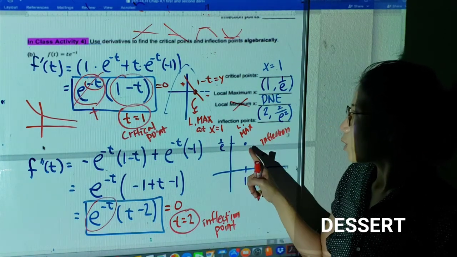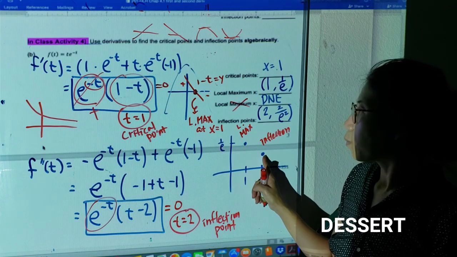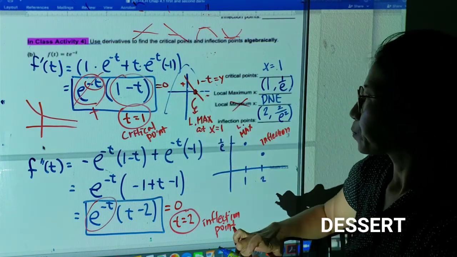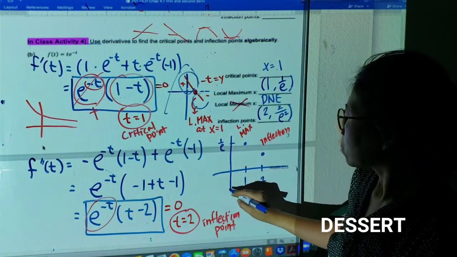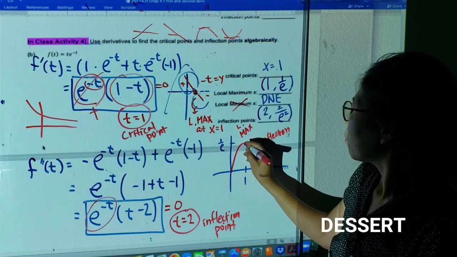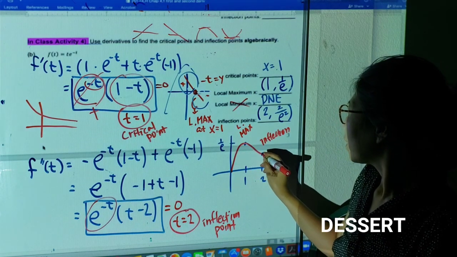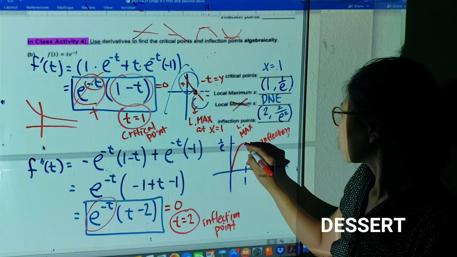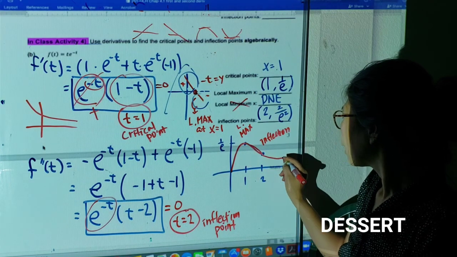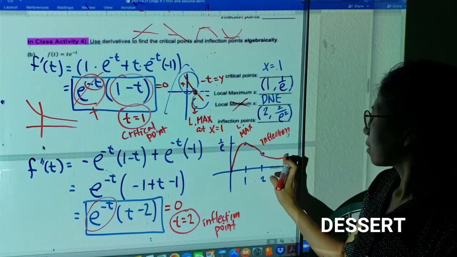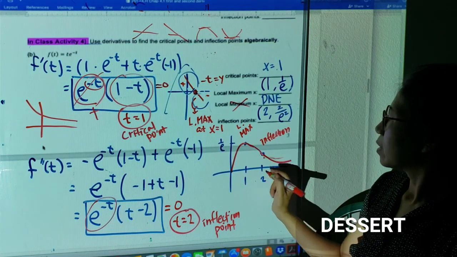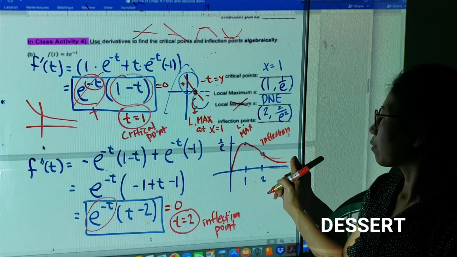So I have the information that there's a local max and an inflection point, and here it is going to be increasing, decreasing. So increasing, maximum, decreasing, and then the inflection point. So it's going to be concave down and concave up. Or make it a little bit better, concave up. So this is going to be the shape of my function.